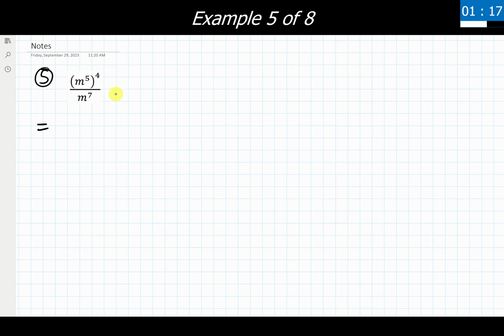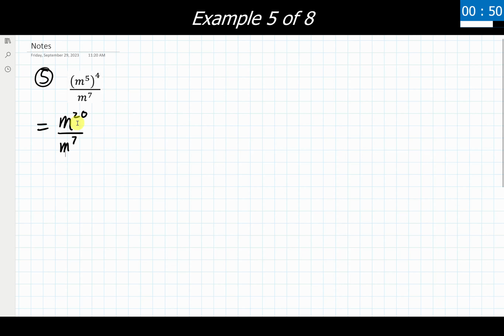There we go. So in the numerator, I have m to the 5th being raised to the 4th power. So using the power rule, that tells me that the exponents are going to multiply, and I'm going to get m to the 20th over m to the 7th. So I've just done one thing, but hey, it's already looking a little bit simpler than it did before.